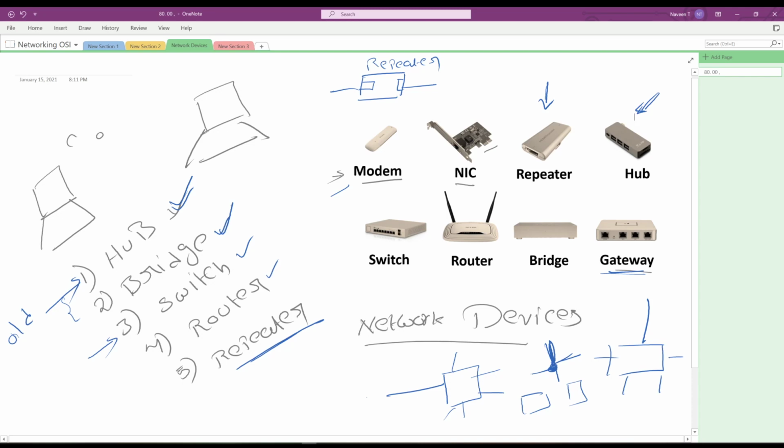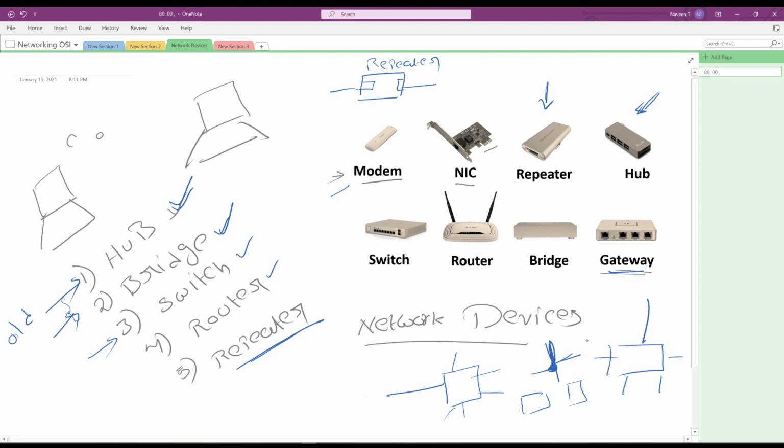What have we discussed today so far? Repeaters and hubs. A hub is just a repeater, a multi-port repeater. Got it?